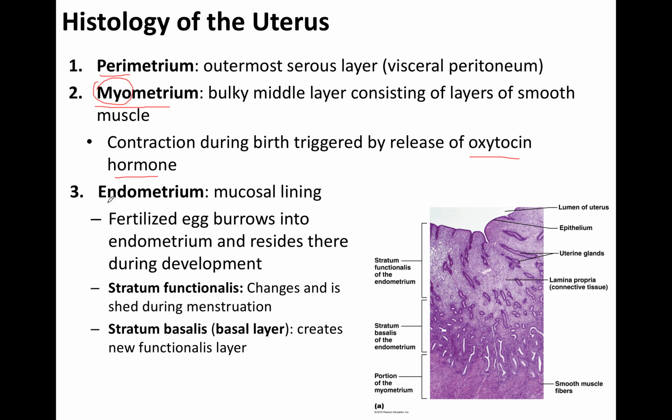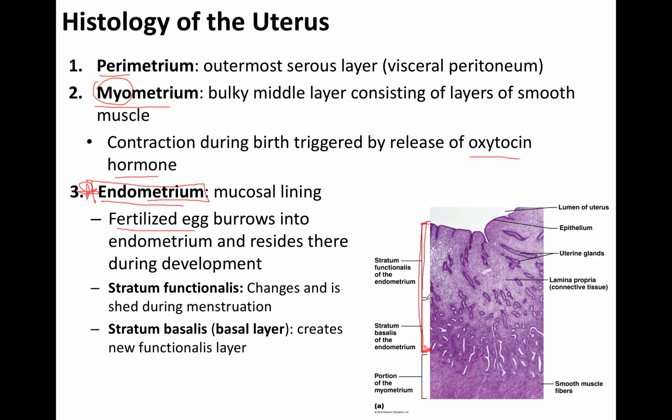Okay? The innermost layer is the endometrium. That is the important one, the endometrium. It is going to be modified epithelial tissue that allows for implantation of the developing embryo. That is the important thing to understand. In this picture, this whole layer right here is the endometrial layer.